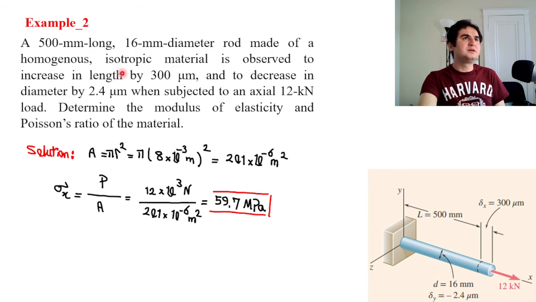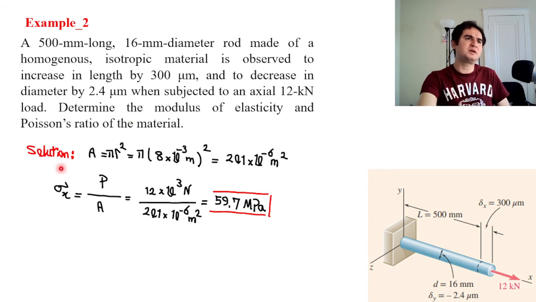In another example, we can look at a cylindrical bar with a diameter of 16 millimeters, happening to handle a 12 kN pulling force outward. If we do know the increase in length is 300 micrometers and a decrease in diameter of 2.4 micrometers due to this 12 kN axial force, we are going to determine the modulus of elasticity and also the Poisson's ratio. So it's just vice versa of the previous problem.